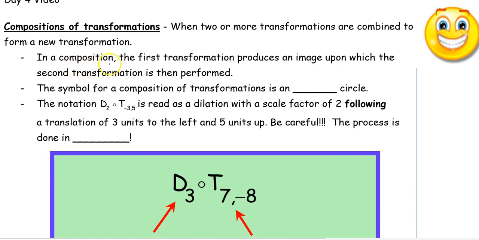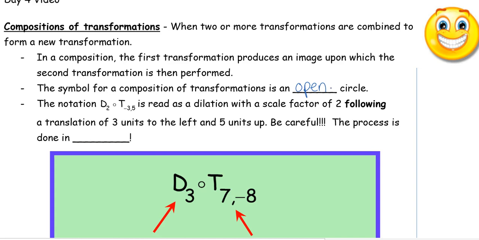In a composition, the first transformation produces an image. Upon that image, we do a second transformation. So we do one at a time. We have the object in the new spot. From that new spot, we do the second transformation. The symbol for the composition of a transformation is going to be an open circle.